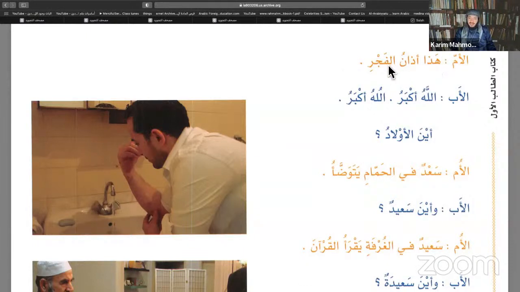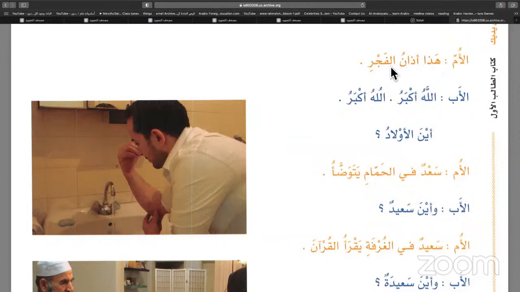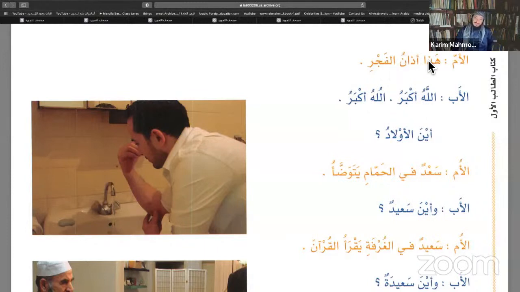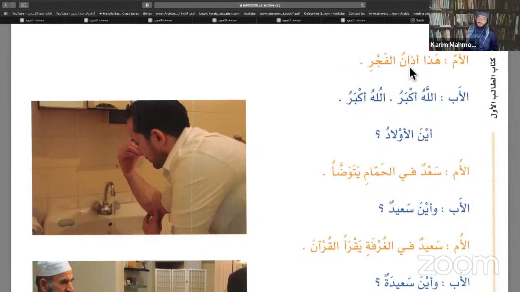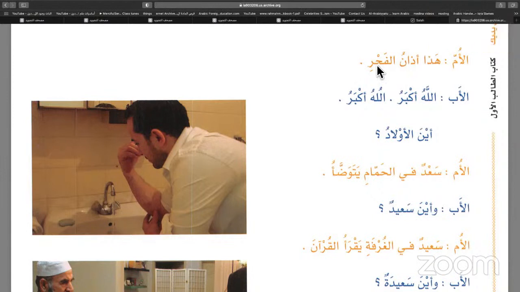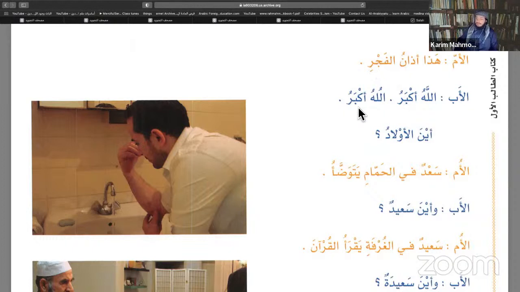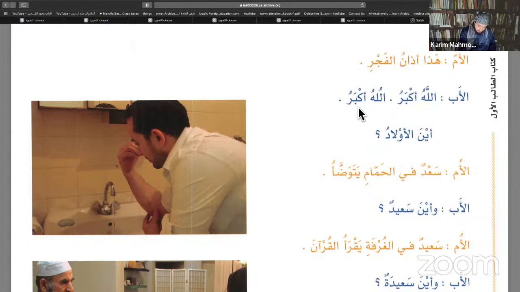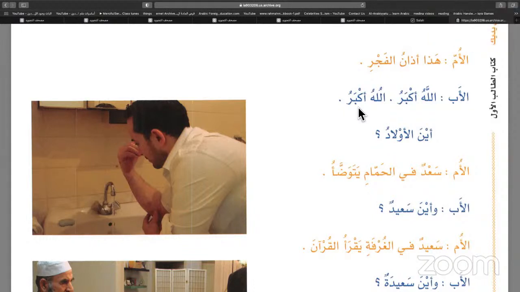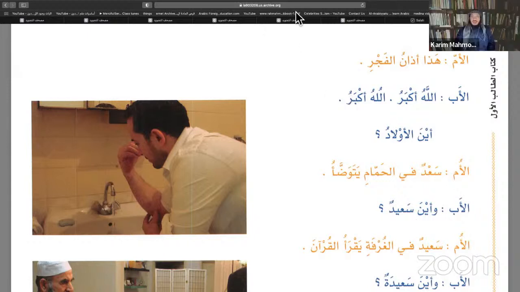Read with me. هذا أذان الفجر. هذا means this is. Adhan is the call to prayer, right? Al-Fajr is Fajr prayer, Fajr time. Allahu Akbar, Allahu Akbar. Allahu Akbar means Allah is the greatest.